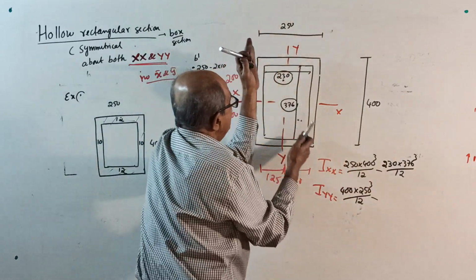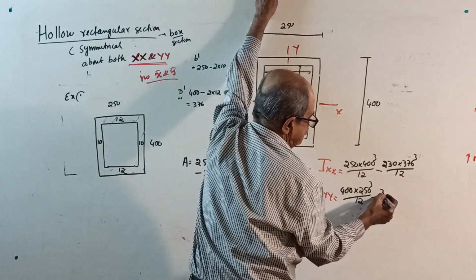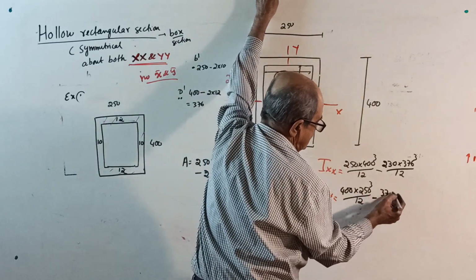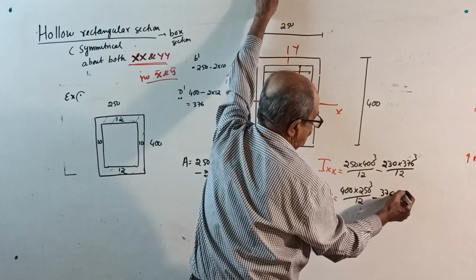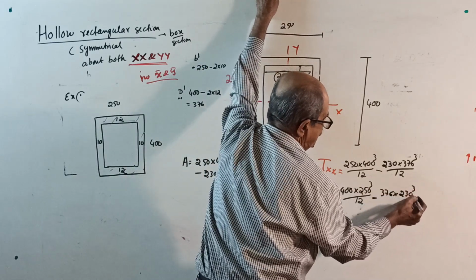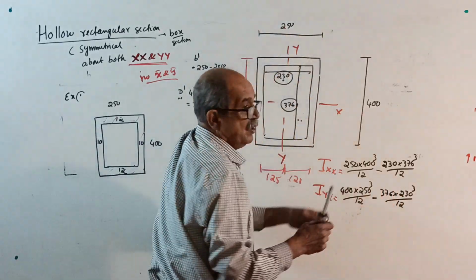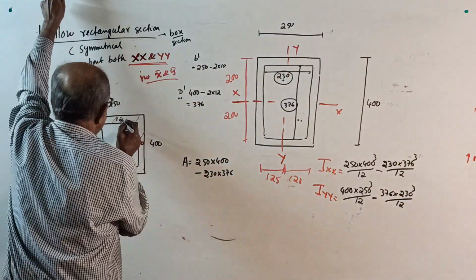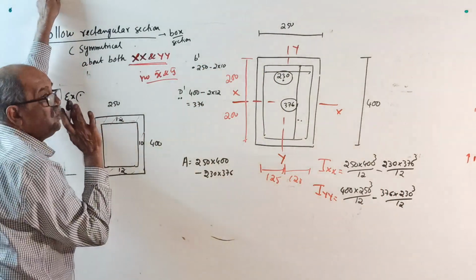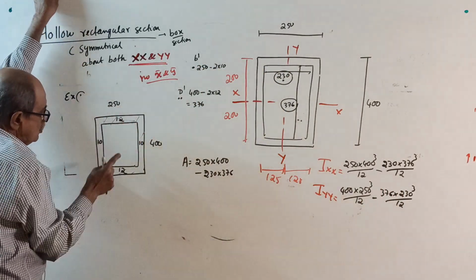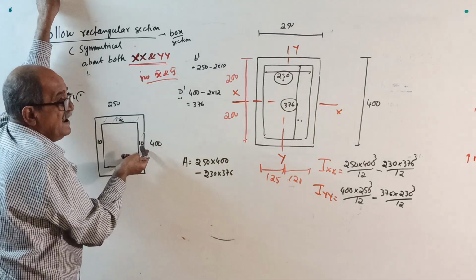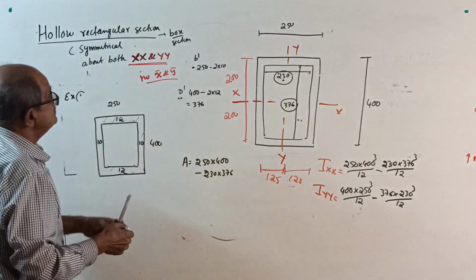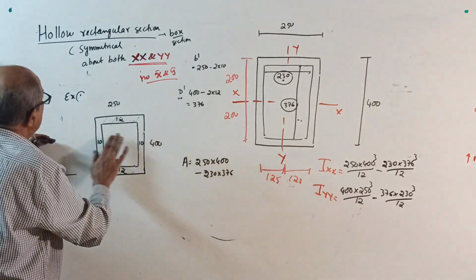Minus, actually, 376 into 230 cube divided by 12. Make a note: these two thicknesses need not be equal, but the upper thickness should be equal to the lower thickness, right side thickness should be equal to left side thickness. Okay, now this is over.